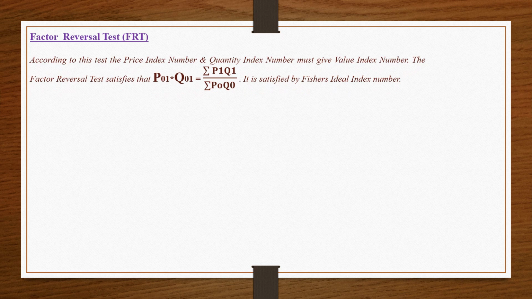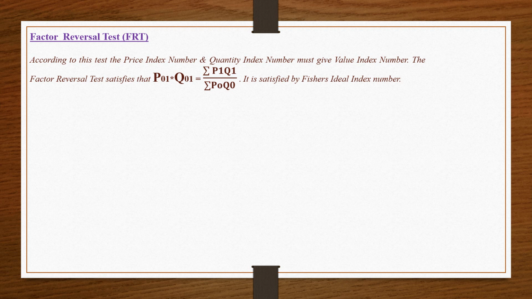The next test is the factor reversal test. According to this test, the price index number and quantity index number must give the value index number. So the factor reversal test is satisfied when P01 into Q01 is equal to summation of P1 Q1 divided by summation of P0 Q0. This is also satisfied by the Fisher ideal index number.